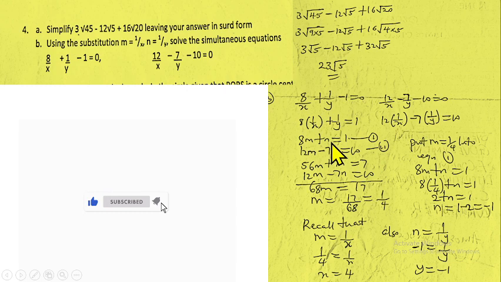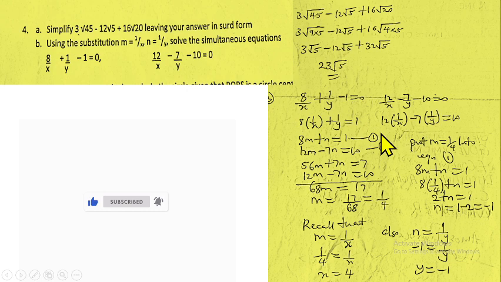The second one as well, we are having 12 over x minus 7 over y minus 10 equal to 0. So you can also rewrite this as 12 into 1 over x minus 7 into 1 over y equals 10. Take this minus 10 to the other side. So 1 over x is m, and this can be written as 12m minus 7n equals 10. Equation 2. We can now solve these two equations simultaneously using any method you know.